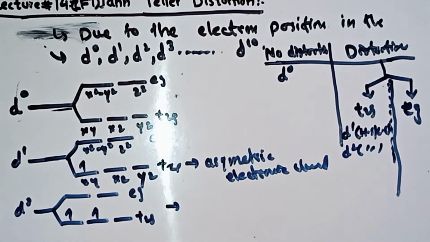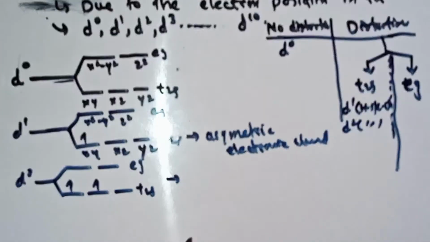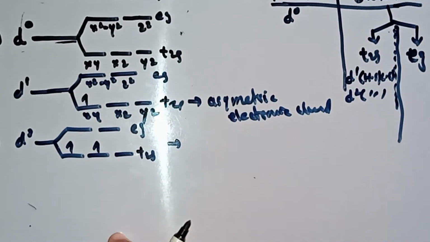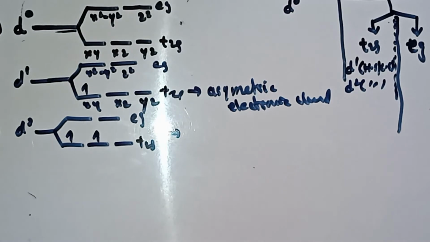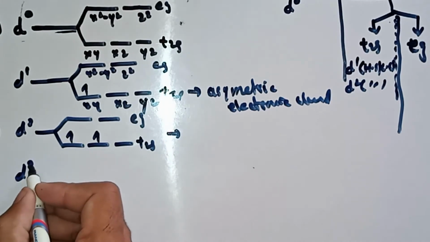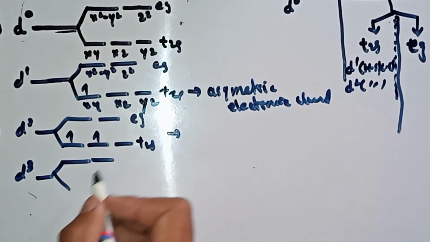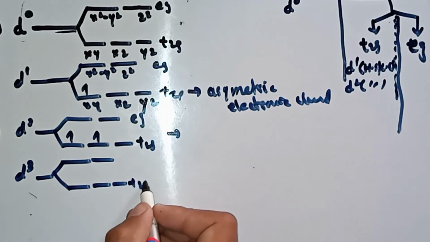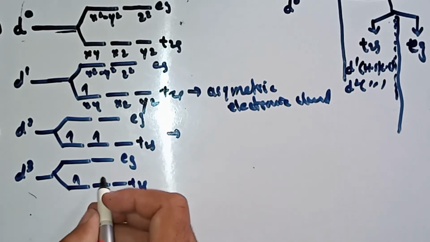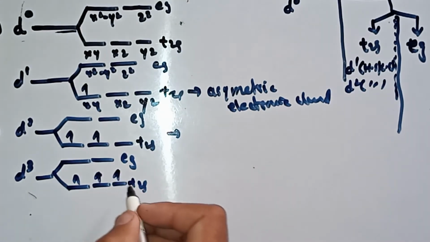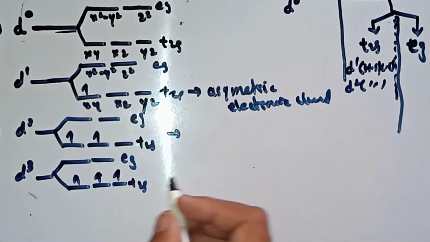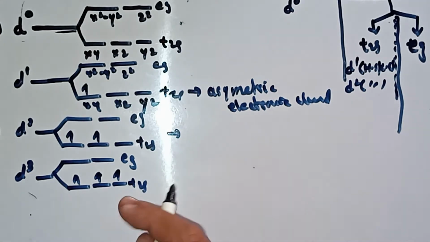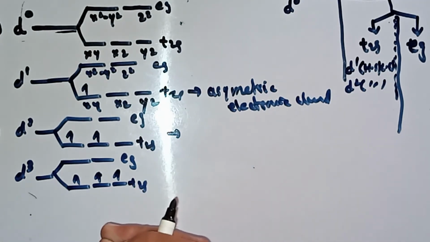While in the d3 system, what will happen? In the d3 system, the arrangement will be like this: that is eg, that is t2g. All the electrons will go into t2g according to Hund's rule. No electron can go to eg in the d3 system. Whether the complex is high spin or low spin, the electrons should go into t2g.